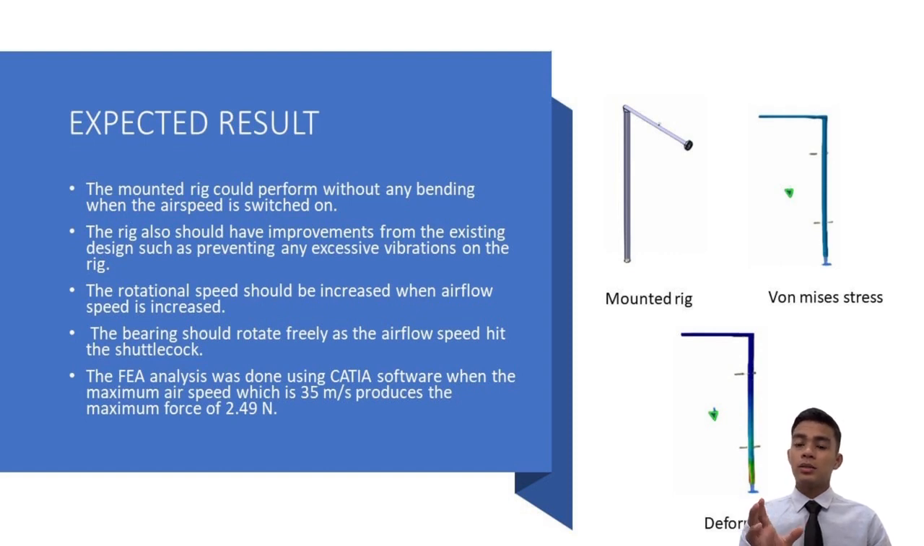The FEA analysis was done using CATIA software when the maximum airspeed, which is 35 meter per second, produces the maximum force. And then you can see the picture, the full design of the mounting rig in the drawing in CATIA, and then the deformation of the rig and also the von Mises stress.